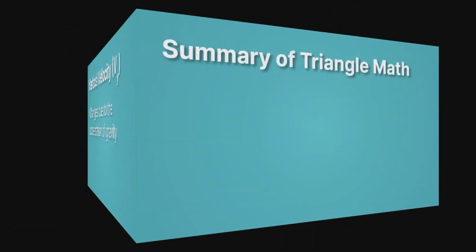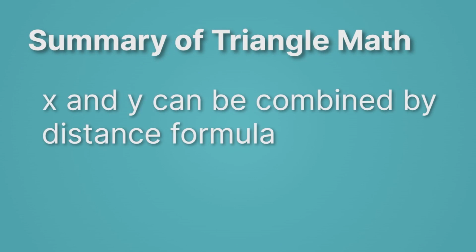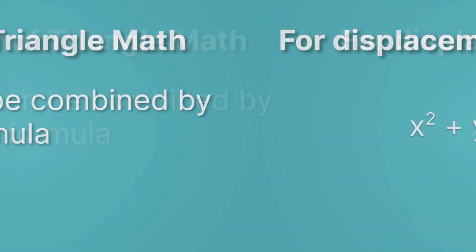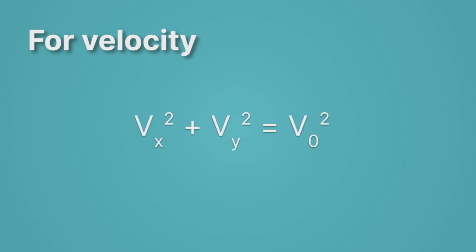Let's summarize what we've learned about our triangle math. X and y can be combined by the distance formula. So we get x squared plus y squared equals displacement squared. That same exact equation can actually be used with the components of velocity. So if you ever needed to recombine the components of velocity, you could do vx squared plus vy squared would give you that v initial squared. So if you ever need to recombine those velocity components, you can do that.